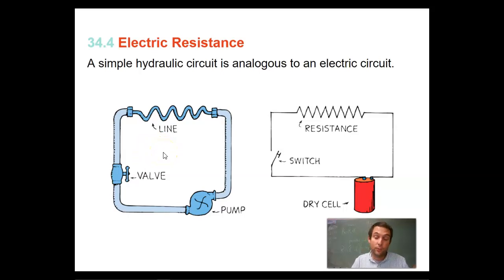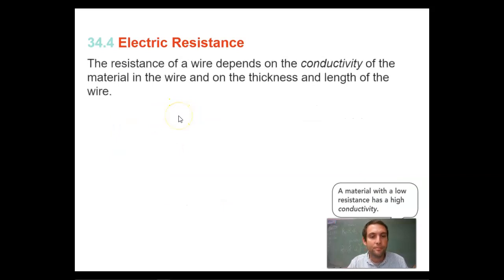And then when the water's coming through your hose, you can partially cover it up with your thumb, right? And what that does is that decreases the area for the water to flow through. So that creates a higher pressure. The resistance of a wire depends on the conductivity of the material in the wire, and on the thickness, and on the length of the wire.